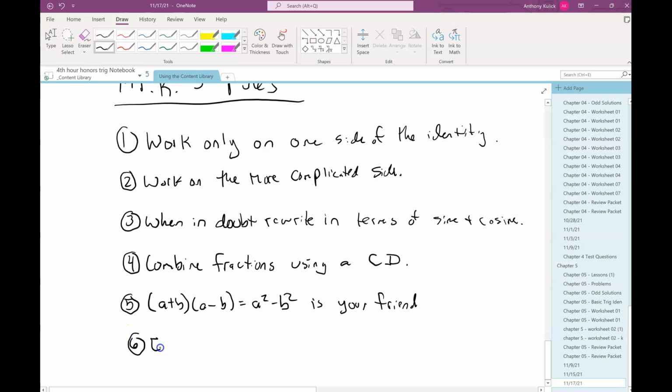And the last one, let's keep an eye on the prize. Always remember, keep in mind what it is you're trying to work towards, that you want to end up with the other side of the equation. Oftentimes you can get some hints about what to do by looking at where you should be going.